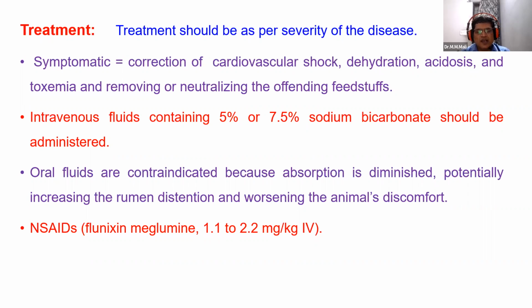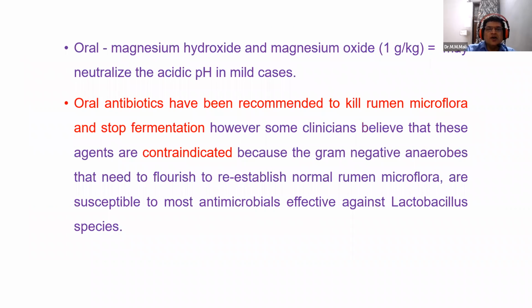So we advise the owner not to offer plentiful water, and if the animal has high thirst, the water should be offered in small quantity. Sometimes we use some antihistaminic preparation. Also, NSAIDs like flunixin meglumine help in relieving the pain. The oral magnesium oxide or other neutralizing substances may be helpful in relieving the acidic nature of the rumen contents.